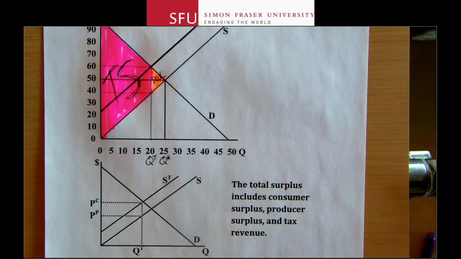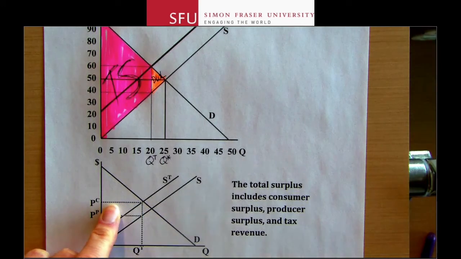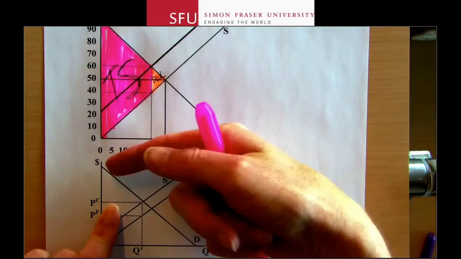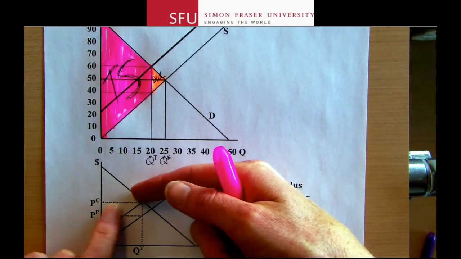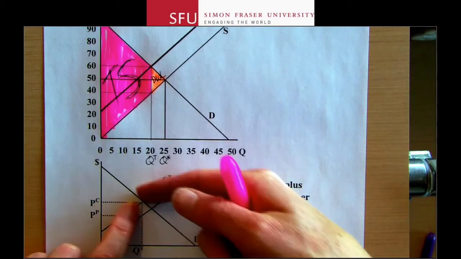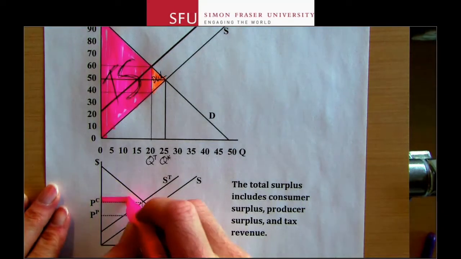Starting with consumers. Okay, so consumers are paying this price here. Remember, consumer surplus is the net benefit. It's the difference between the benefit they get and the price they pay. So this demand curve tells us the benefit they get from the goods. This is the price they pay. So here will be consumer surplus, the triangle above PC.